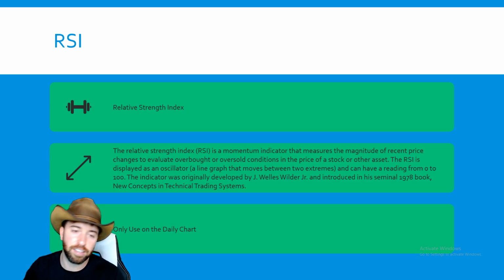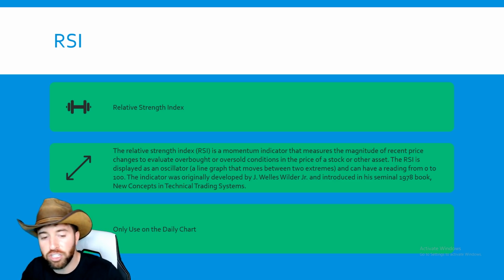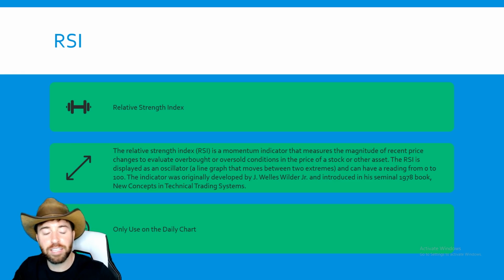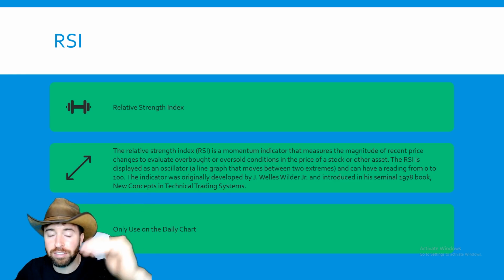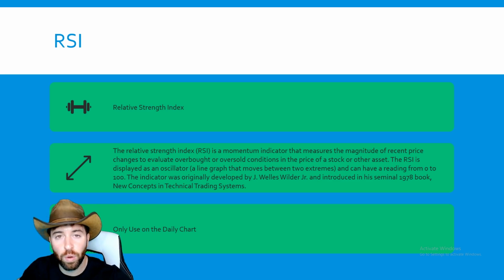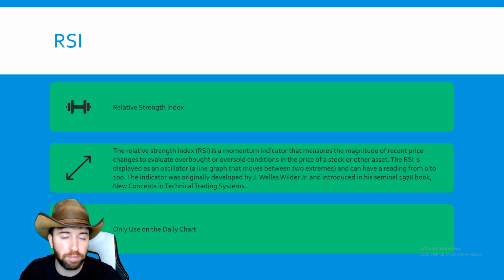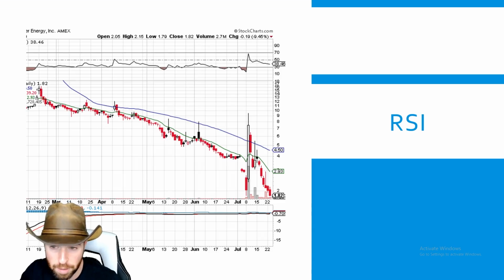All right, guys. So before I jump into the great work of the nice and famous J. Wells Wilder Jr., I do want to talk about this one. It changes every single minute across the 1 minute, 2 minute, 3 minute, and 5 minute charts. So we only use this on the daily chart. Anything that changes across the 1, 2, 3, 5 minute charts, we only use it on the daily chart because we want to have the best momentum possible and we want to have the best reading possible.